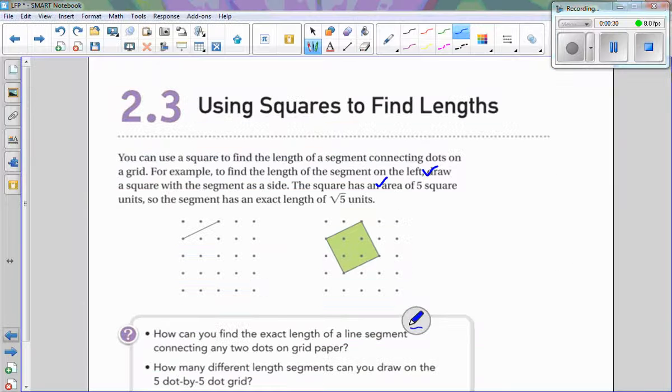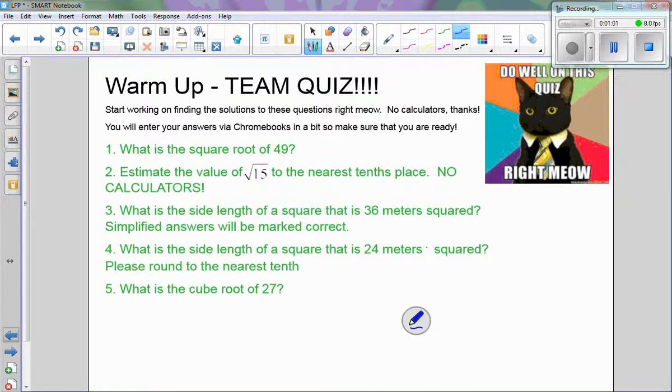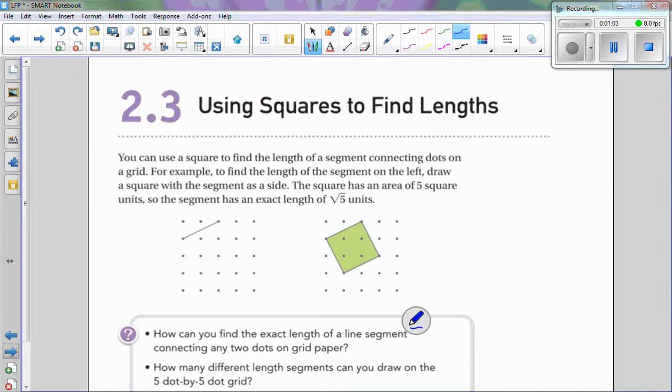So in your notebook, on section 2.3, it says you can use a square to find the length of a segment connecting dots on a grid. For example, to find the length of the segment on the left, draw a square with the segment as a side. The square has an area of 5 square units, so the segment has an exact length of the square root of 5 units. So going back to our picture, there we go.